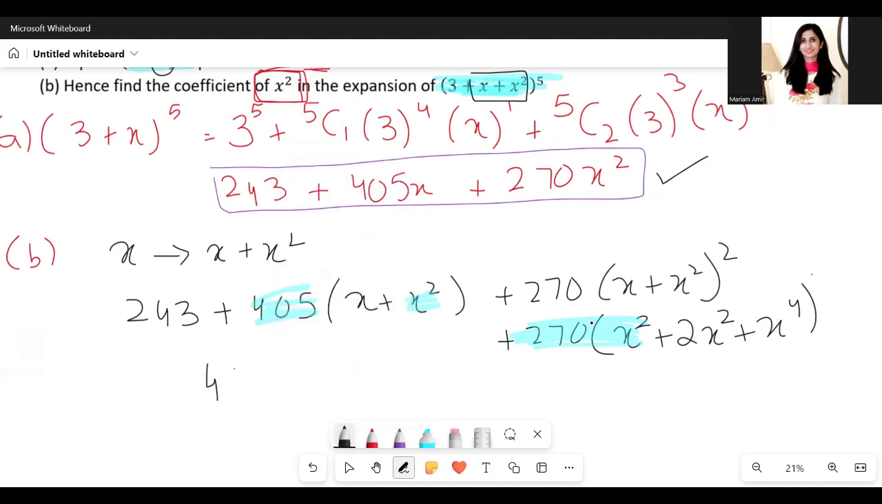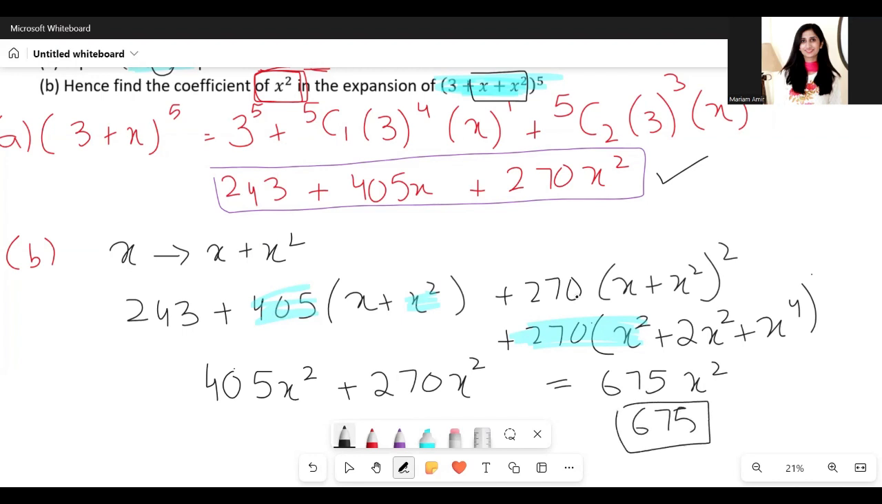So we're getting 405x squared plus 270x squared. Everything else can be discarded. Add, and we get 675x squared. But the question only asks for the coefficient. So 675 is the answer.